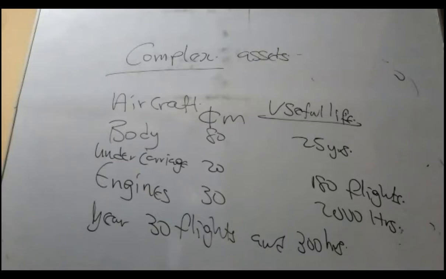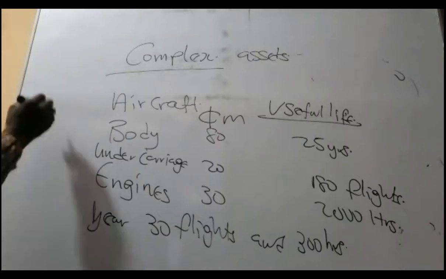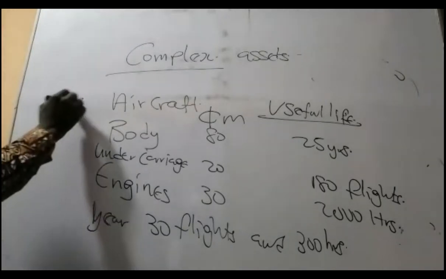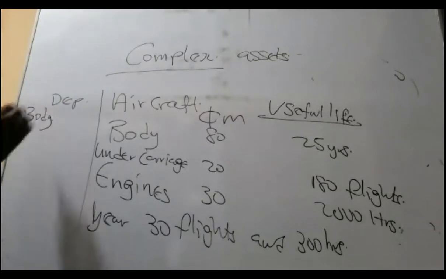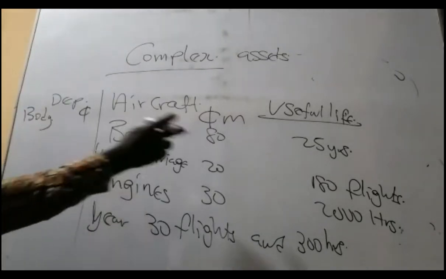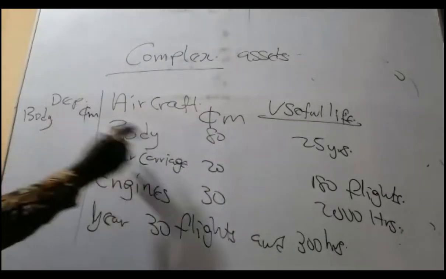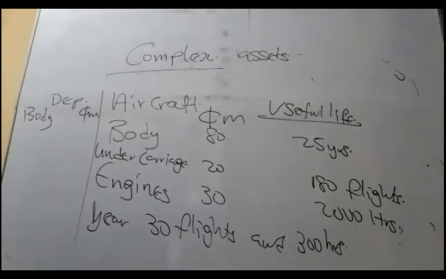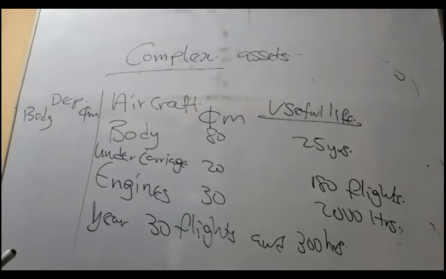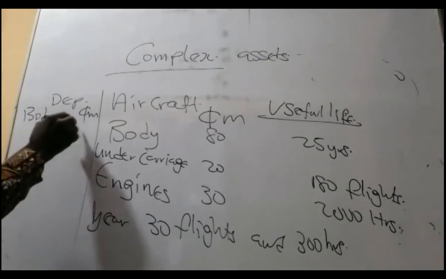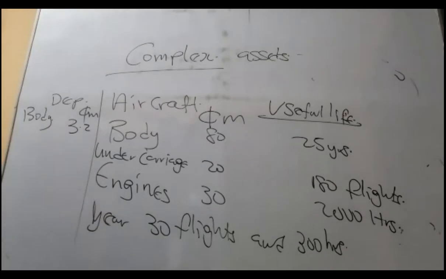So we depreciate them separately. Let me calculate it here. First, the body. How do you get the depreciation for the body? You pick the value, that's 80 million, divided by 25. So that will give us 3.2 million. That is the body alone. Depreciation per year, 3.2 million.